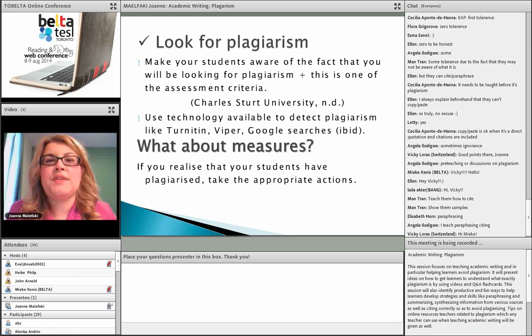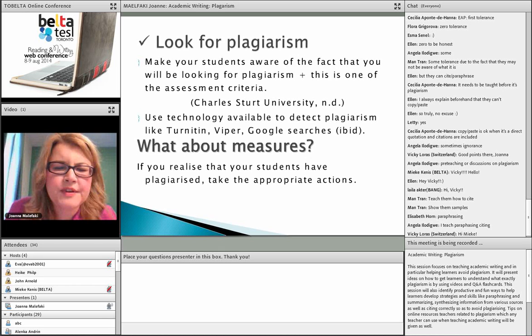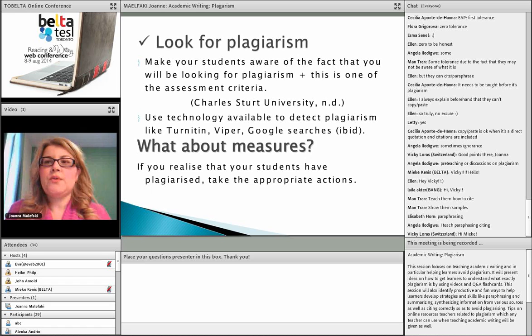As a teacher, it's important that we train ourselves on how to use software available to detect plagiarism. So it's really important that you know how to use, for example, Turnitin, or Viper, or all the different types of software that's available. And when you give them feedback or assess their work, you assess it based on some criteria. So let them know that one of the criteria is how well they have paraphrased, how well they have quoted, so that you are looking at those things as well.